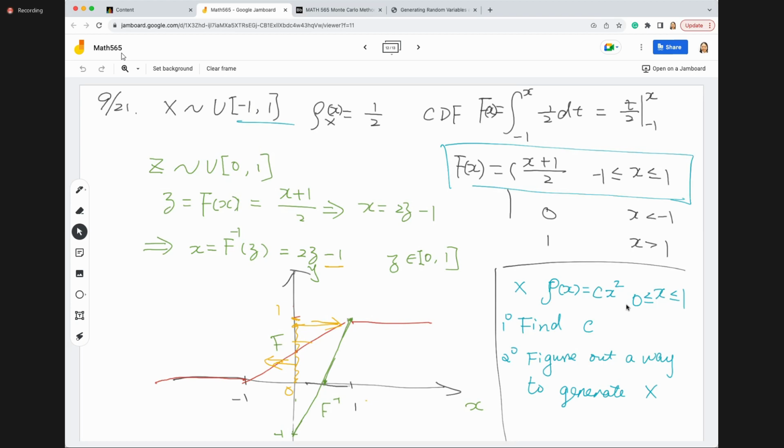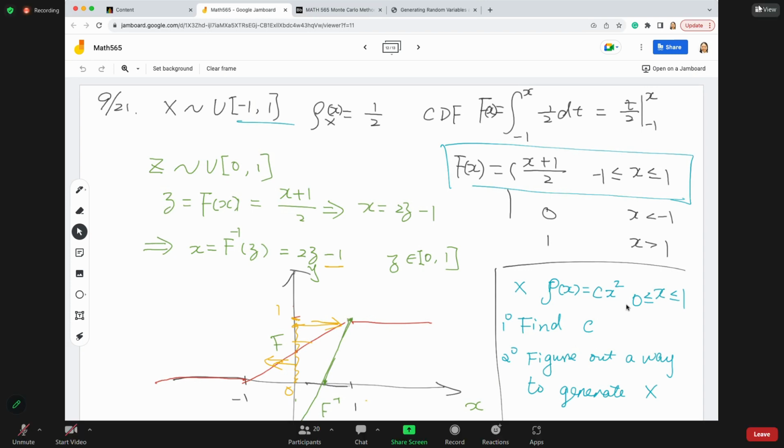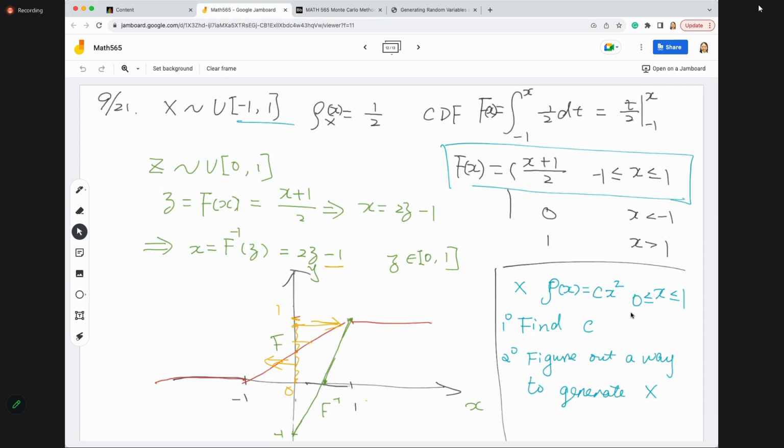One actually with the density function is c times x squared, and this x is from 0 to 1. Okay, and I want to first find c, this constant, and the second one is figure out a way to generate x.